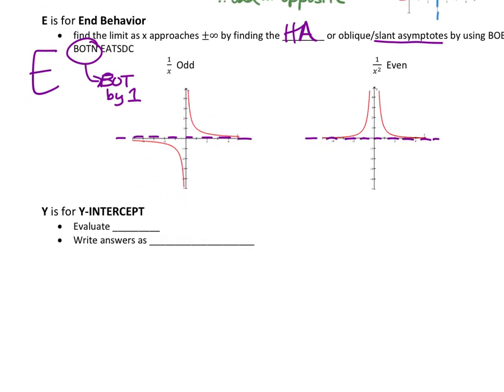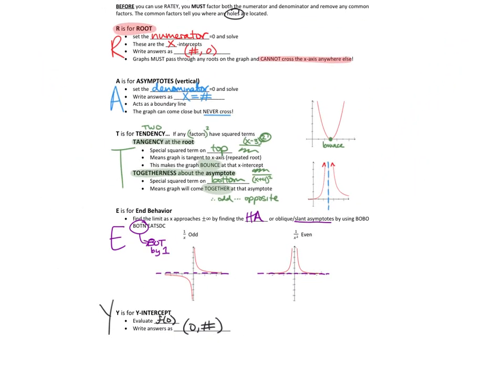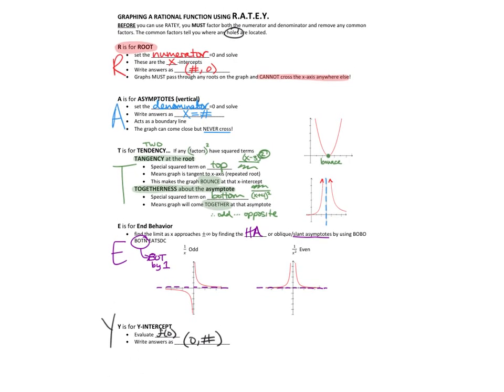And then last but not least, the Y in RATEY stands for Y-intercept, and just like we did on the front page, you're just going to evaluate f of 0 and write your answers as a coordinate (0, some number). Now let's hop in and use this RATEY method to see how it might help us graph these complicated functions.